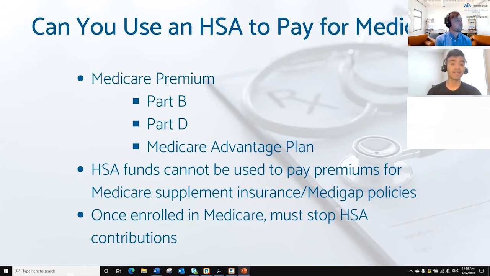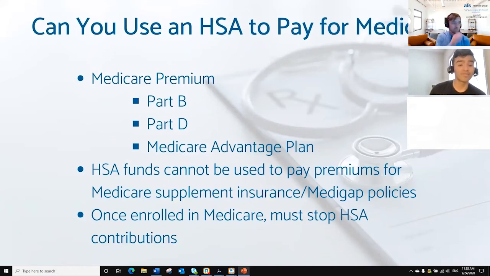Another item that is really nice and beneficial about the HSA is that Medicare premiums actually qualify as medical expenses. You can pay for your Medicare Part B premiums, Medicare Part D premiums, and any Medicare Advantage plan premiums out of the HSA. As a reminder, Medicare Part A, if you didn't already know, is free, so that's why it's not included here. But you can use it for all of these different options.